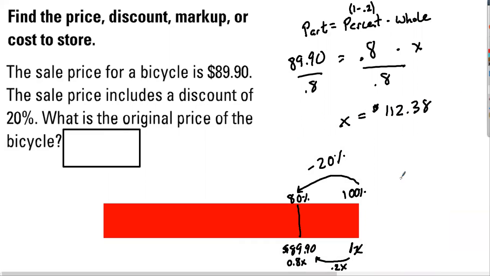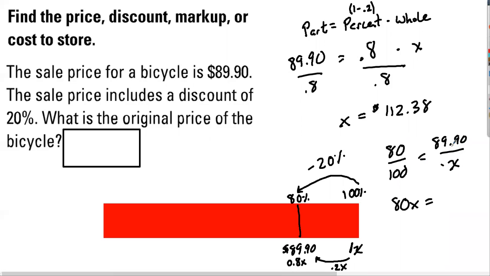If you prefer setting up a proportion, here's what the proportion would look like. You are paying 80 for every 100. That's the 80%. When you pay that 80 for every 100 parts, you're really paying $89.90 out of every something. This is the whole amount directly across from the 100%. Cross multiply. This is 80 times X, 100 times 89.90.